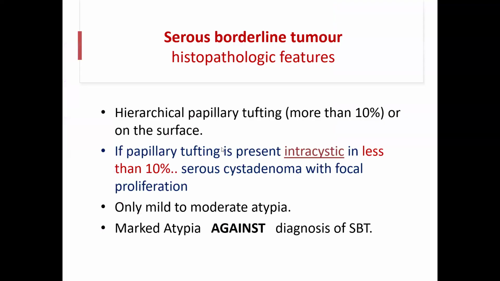So when we have this hierarchical papillary tufting in more than 10% of the tumor, or on the surface, this is a serous borderline tumor. If this proliferation is only about 10% of the tumor and is intracystic, we may call it serous cystadenoma with focal proliferation. This is equivalent to benign.